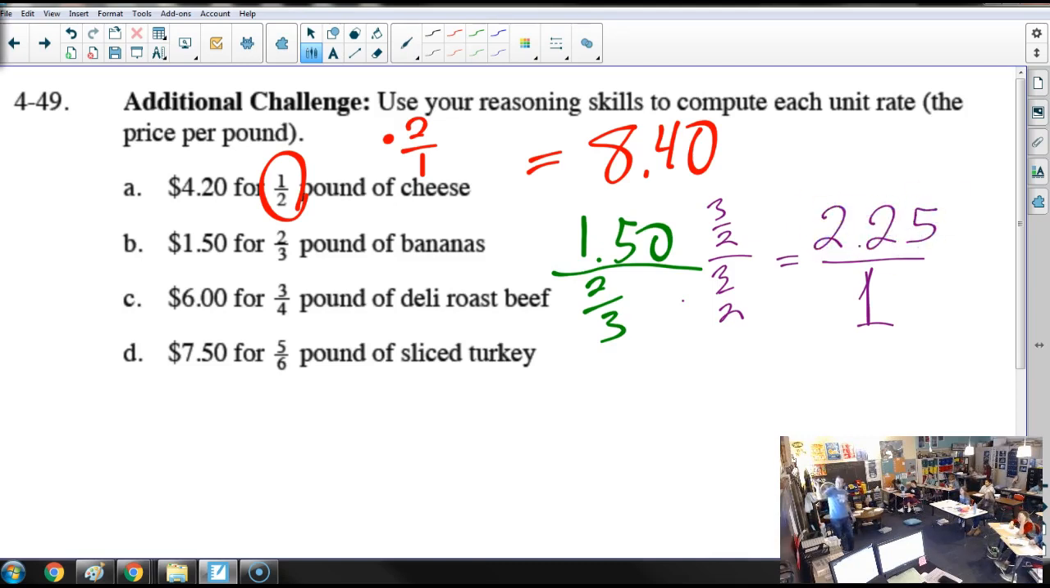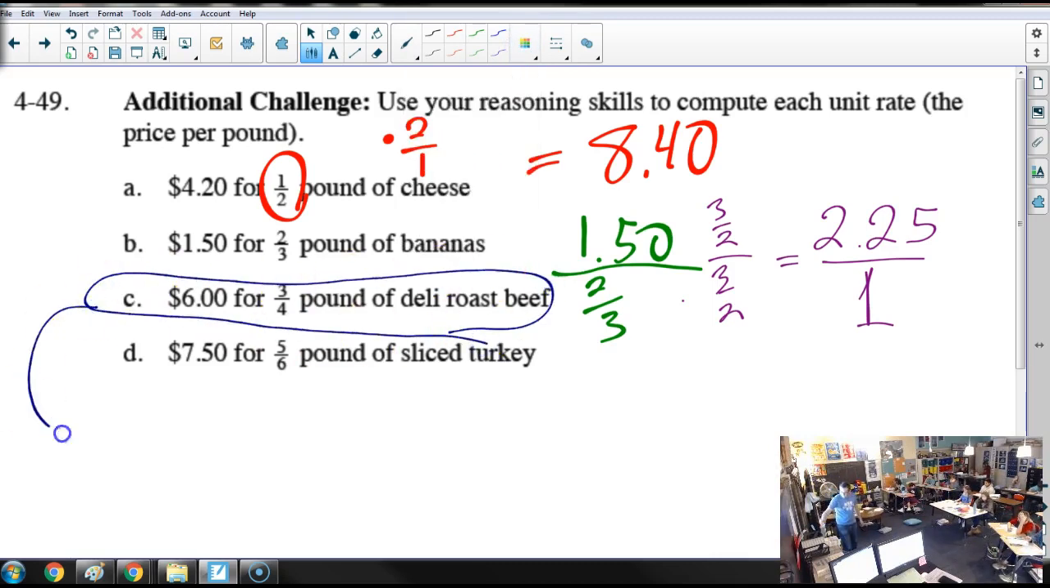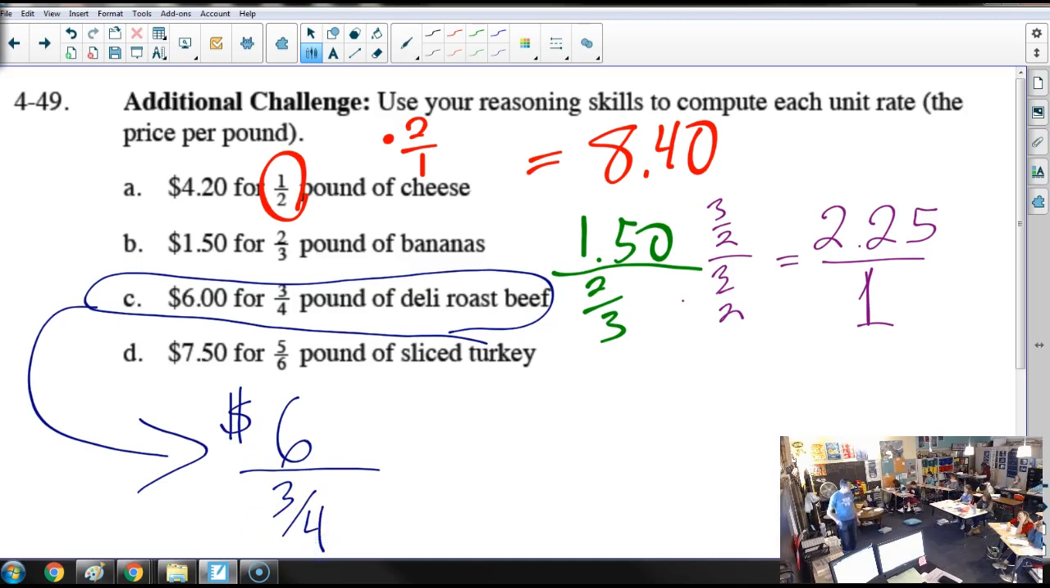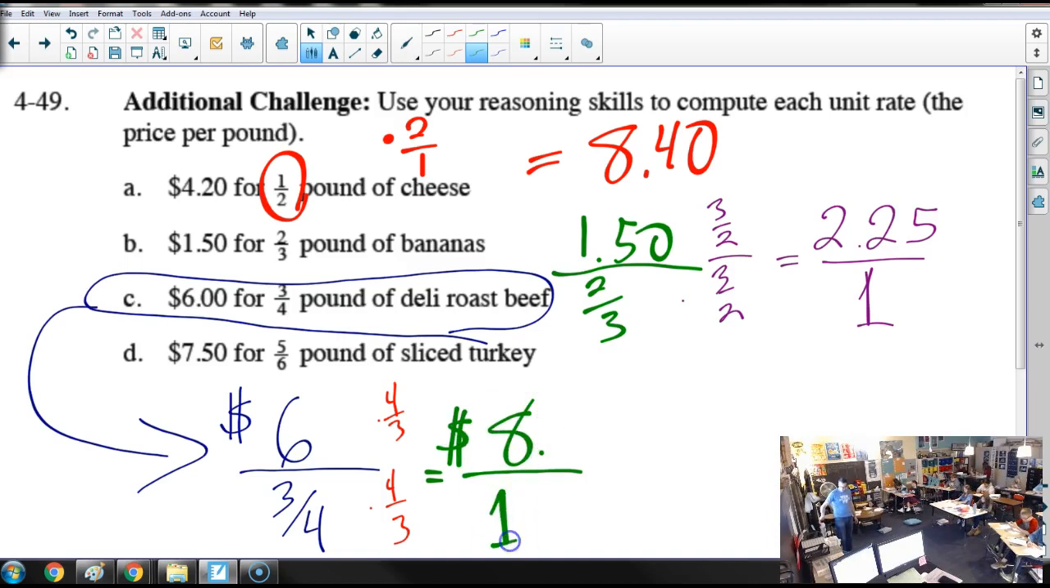And then C, if we bring C down here, this would be $6 over 3/4 of a pound. What does that fraction need multiplied by in order to turn it? 4/3, right? So we multiply by 4/3. What's that get us for roast beef? $8 for 1 pound.